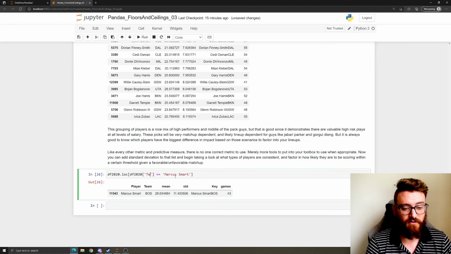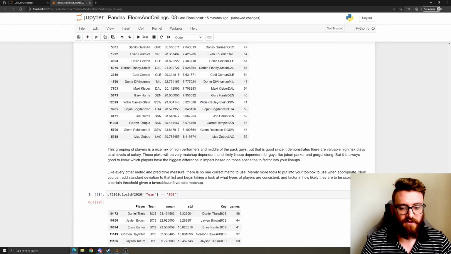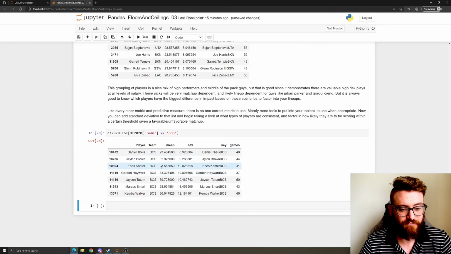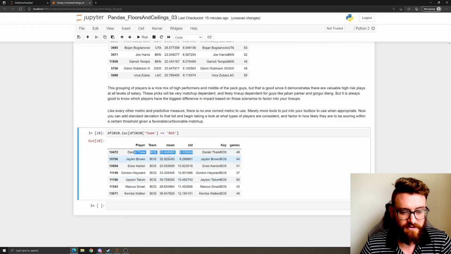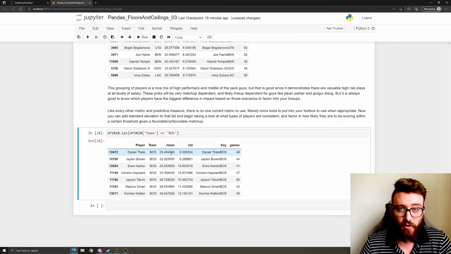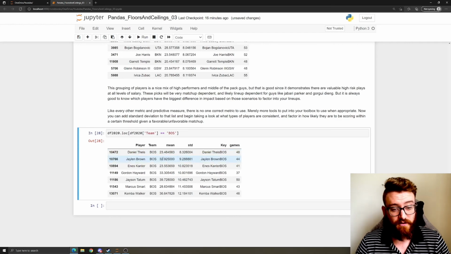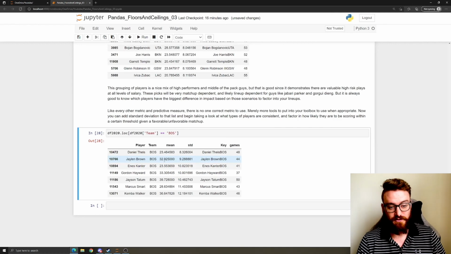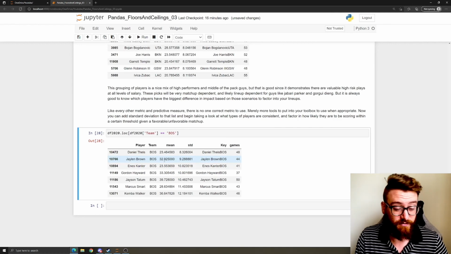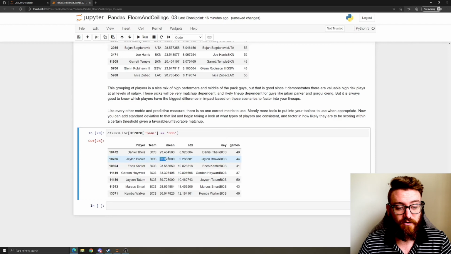We can also take a look and look at Boston as a team and see what we have. For our most consistent, we've got Daniel Theis. Not surprising, he's just a hard worker, gets in there, does his job, and gets out. Jaylen Brown is very consistent, which is good to see in my mind because I'm a Celtics fan. But kind of the same deal. He hits open shots, he gets boards, and he gets a lot of hustle plays.